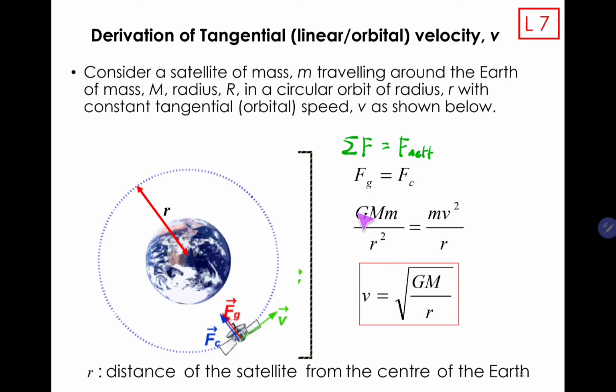Fg is GMm over r squared. Fc equals mv squared over r. So r and r squared cancel each other, and the mass of the satellite also cancels, giving v equals the square root of GM over r. Remember, capital M represents the mass of the planet and small m represents the mass of the satellite. So what do we have? Just the mass of the planet only. The orbital velocity equals the square root of GM over r, where r is the separation between the satellite and the center of the planet.